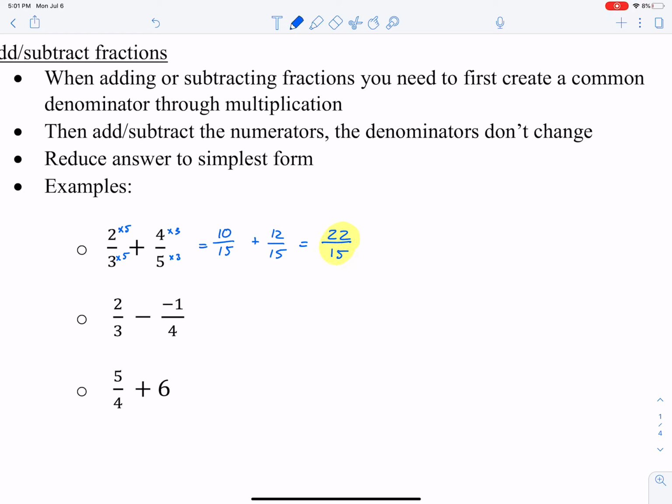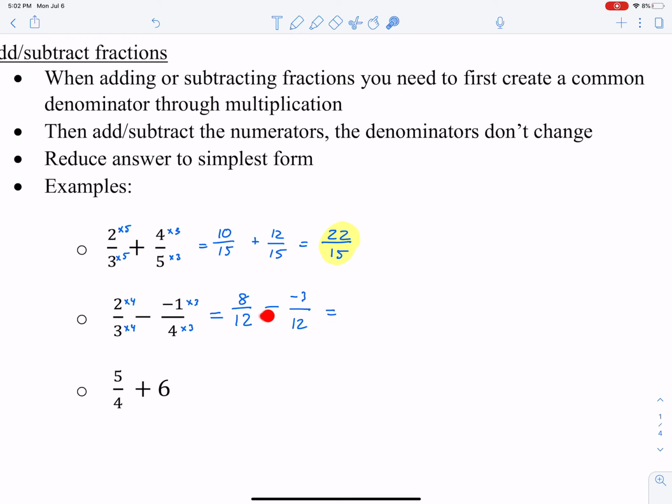Let's try the next one. Here we have 3 and 4. So we can make a common denominator of 12. So we're going to multiply this by 4 to get 12. So that means we also multiply the top by 4. This one we're going to multiply by 3. So we also multiply the top by 3. So when we do that, we get 8 over 12 minus negative 3 over 12.